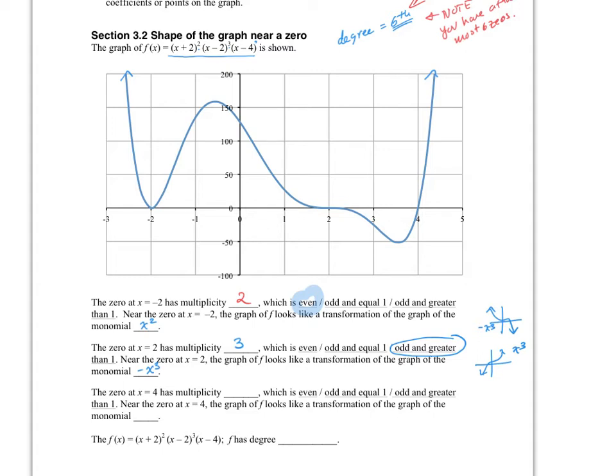Now the 0 at x equals 4, which is this one right here, has multiplicity 1. So it's odd and equal to 1. So notice that the only choices you have are either even, odd and equal to 1, or odd and greater than 1. Okay? And this is like the monomial just x.